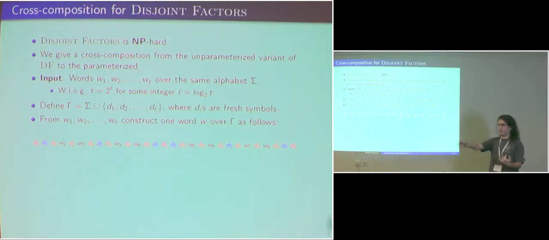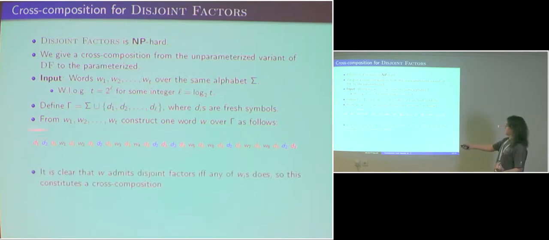Because I can just make it remain. Yes? So now, this is just my output word. Because on one hand, if I have disjoint factors for this word, then all of the disjoint factors for the letters from sigma must be in one of those input instances. On the other hand, if one of those input instances has disjoint factors, I can just put them there and steer all those D_i so that I've got disjoint factors for them as well.